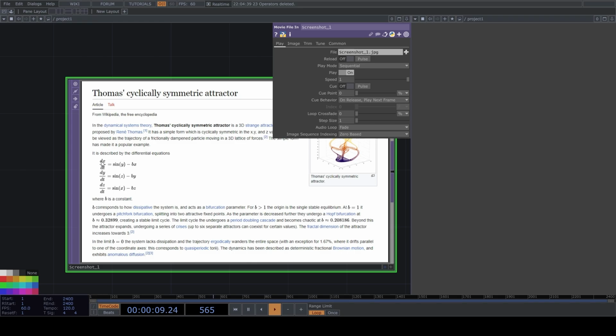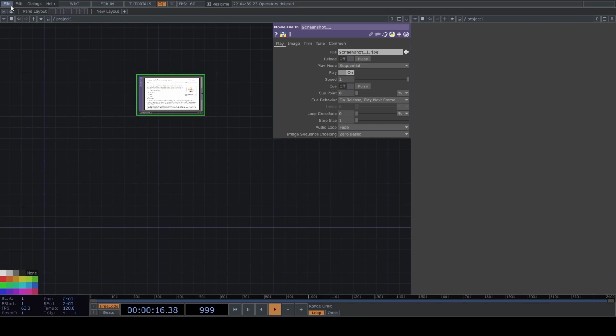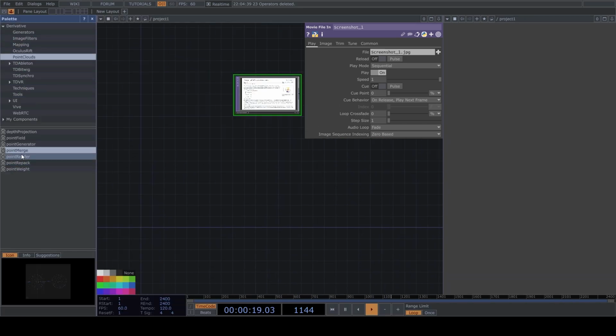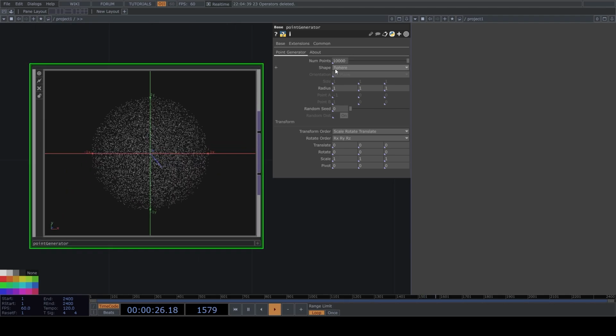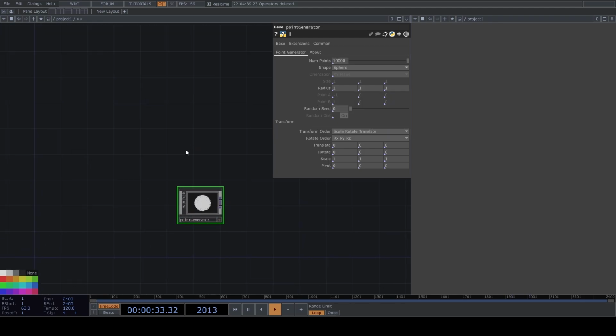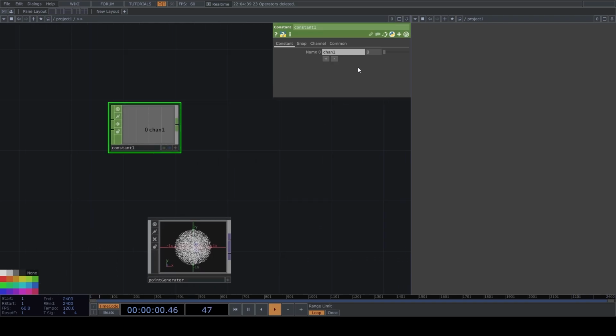First of all, we have this set of equations, three equations, and we need to build them. Let's set a point cloud. It doesn't actually matter which one you would like to use here. For example, it could be sphere. And let's set resolution of this one.